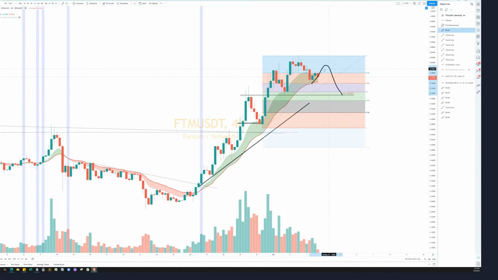So I do expect that. What tends to happen when price is rejected at a level, it comes back down. It tries to hit it again, and then you might fall short, and then you can say it's a double top.